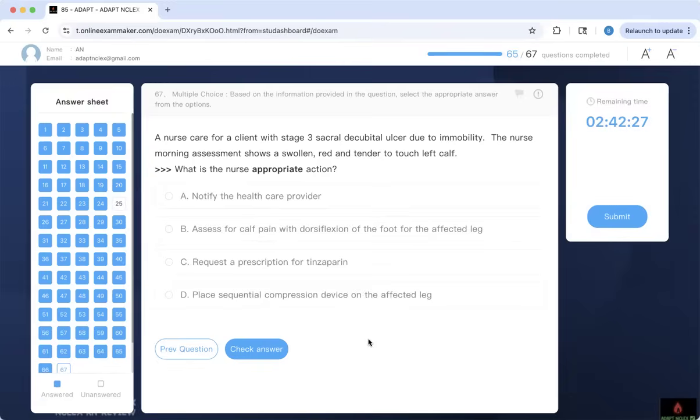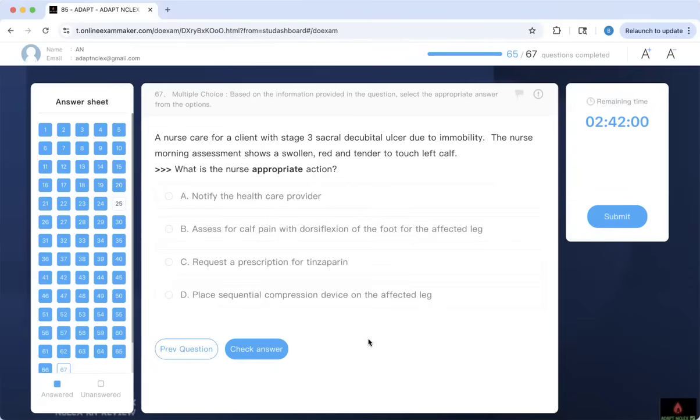And the last question: a client with a stage 3 sacral ulcer due to immobility. It's not moving around. The next morning, assessment shows a swollen, red calf, tender to touch. The patient does not move, and the calf is swollen and tender to touch. That's DVT. What do you want to do?